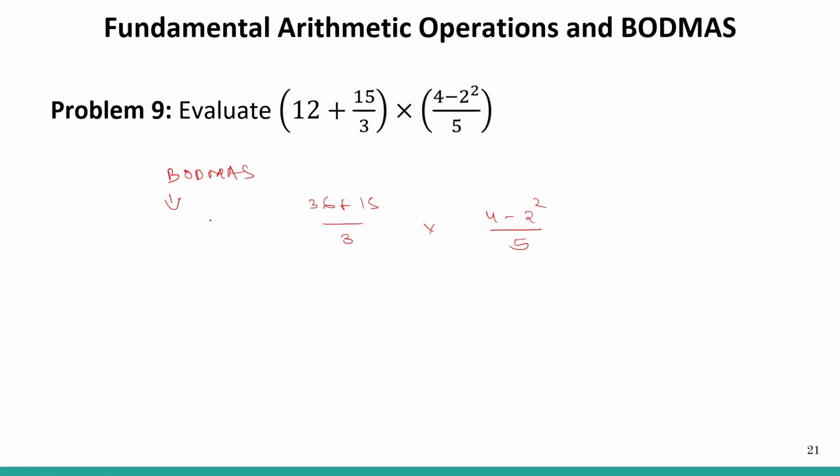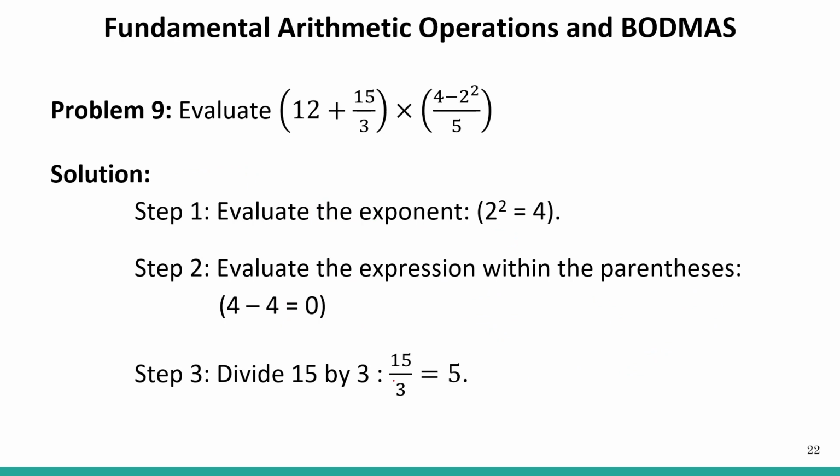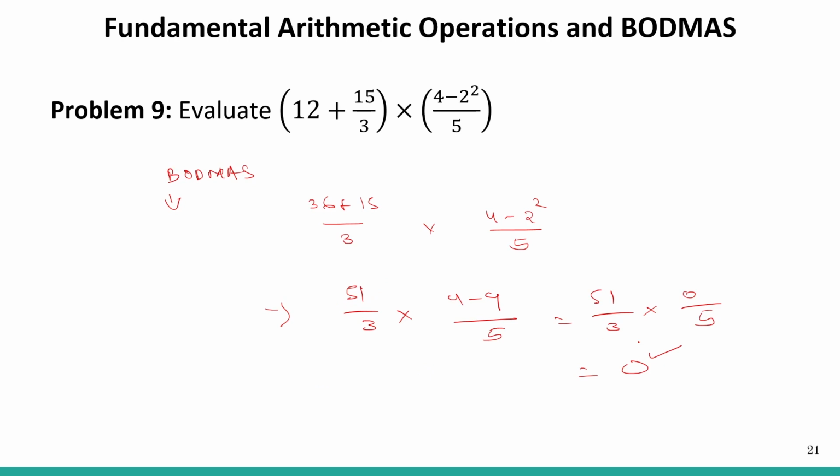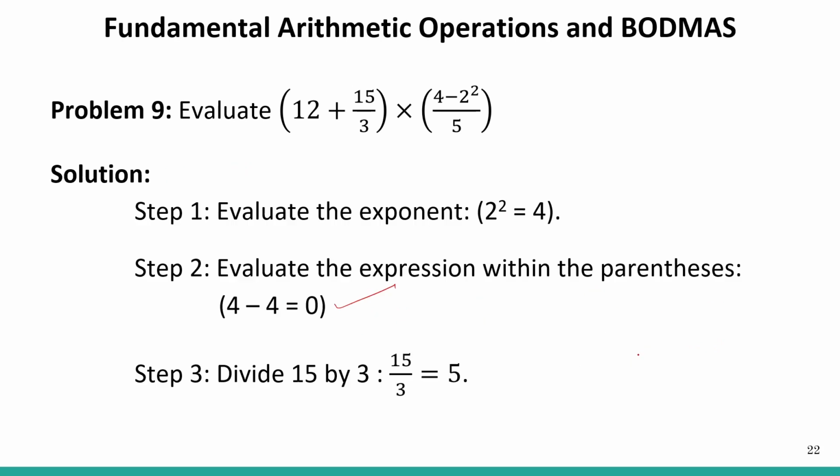Okay. So then we search for exponents and simplify them. So this will become 36 plus 15 is equal to 51 by 3 multiplied by 4 minus 4 by 5. Okay. So this is nothing but 51 by 3. Then we search for multiplication and do the multiplication. Simplifying this, what we are left with is 0 by 5. So this will be equal to 0. 4 minus 4 is equal to 0. So divide 15 by 3, that is 5. Okay. So what we are left with here is this 0. Okay.